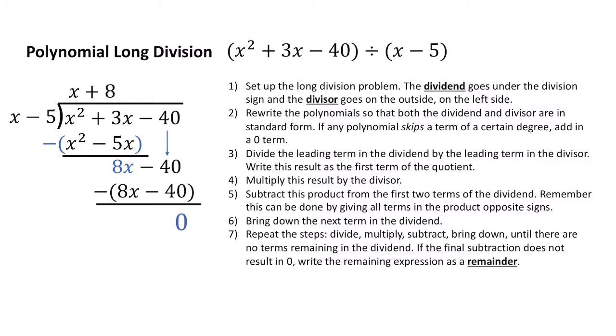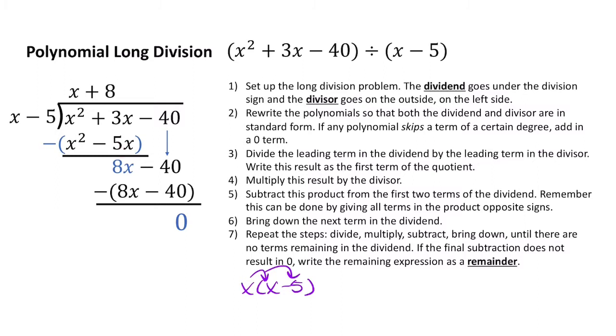So we're going to put the dividend under the division sign and the divisor on the outside. When we're dividing, we're going to look at the first term of each polynomial. So we're going to do x squared divided by x. That's going to give us x, which is the first term in our quotient. And then we do x times x minus 5. Here, let me write this out. If we do x times x minus 5, that's going to give us x squared minus 5x, which is what I've written here.